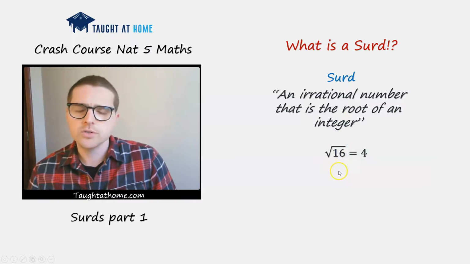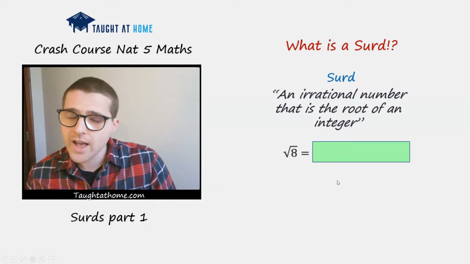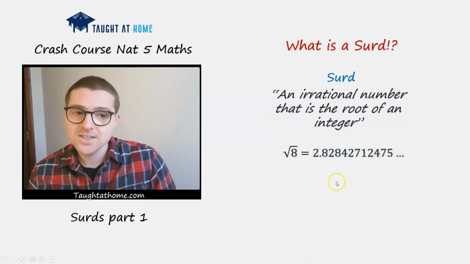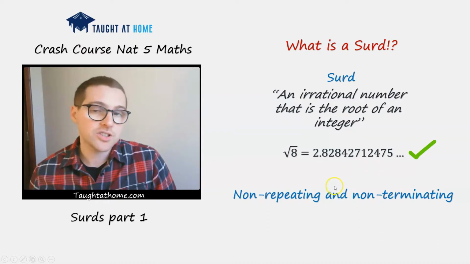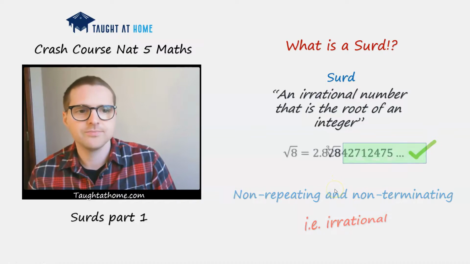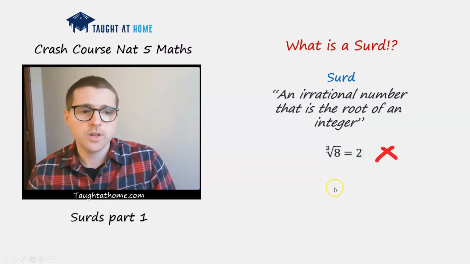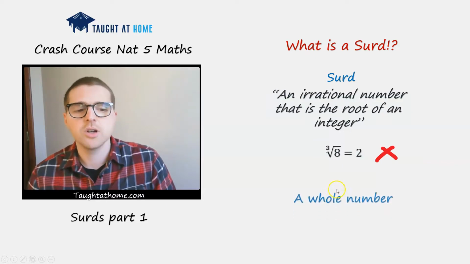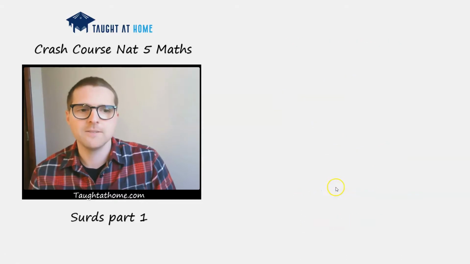Square root of 16, it's got the root, so it's a root of an integer, but we know the square root of 16 is 4, and it is a rational number, so it is not a surd. Square root of 8 is indeed a surd because it's non-repeating and non-terminating. Therefore, it is irrational. Cube root of 8, however, is 2. Therefore, that is not a surd because it is a whole number and therefore rational.